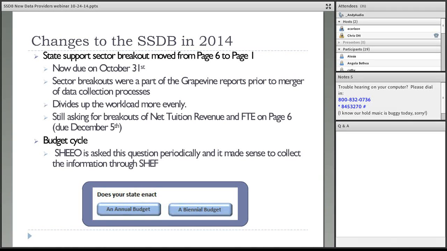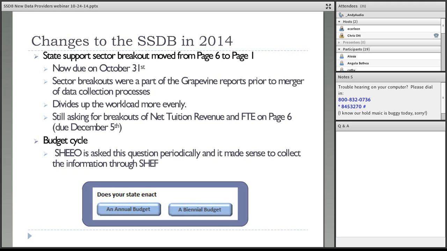The first change we made this year was we moved that sector breakout for the state support numbers from page 6 to page 1. So I just showed you page 6. And last year, if you provided data, you know that state support breakout was listed on page 6. We thought it made sense to move it to page 1 and make it due with the first due date because it divvies up the workload a little more evenly.